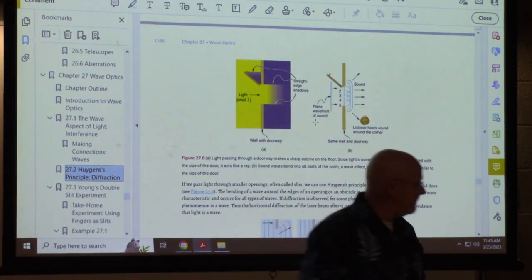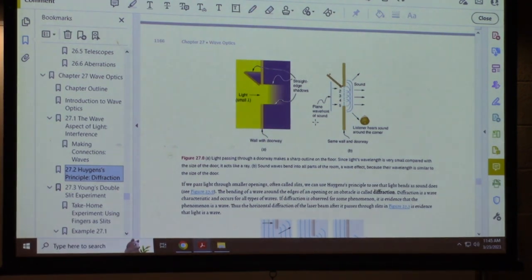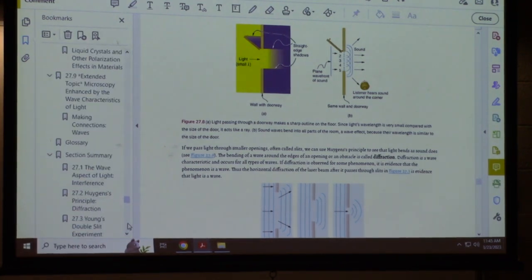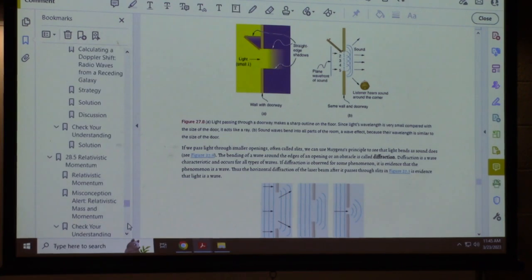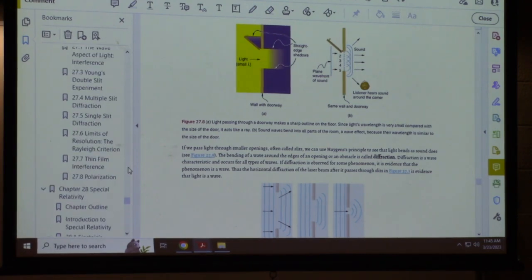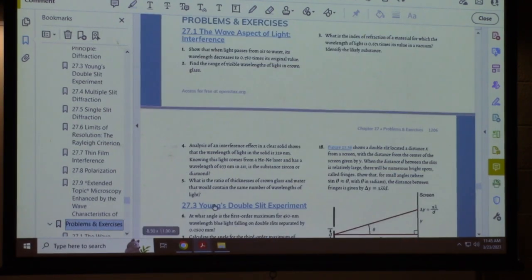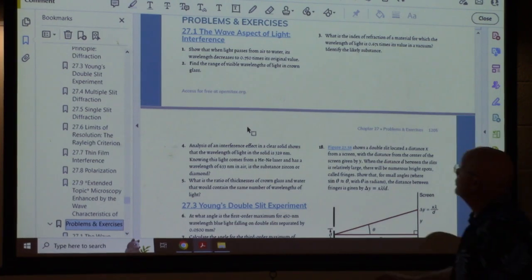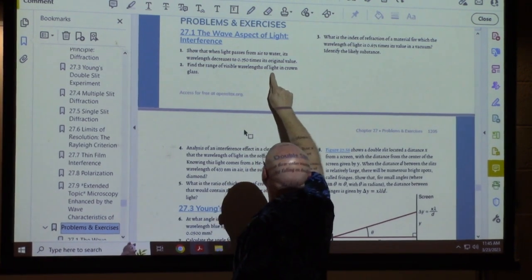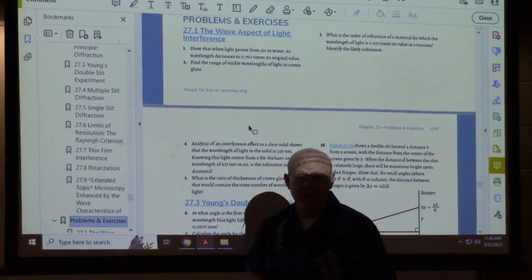All right, well, now would be a good time to maybe do a couple of examples. So let me go to the end of this chapter. Oops, went too far. 28, 28, 28. And I put here on my list number 2 and number 4. And so number 2 right here says, find the range of visible wavelengths of light when you're in crown glass.